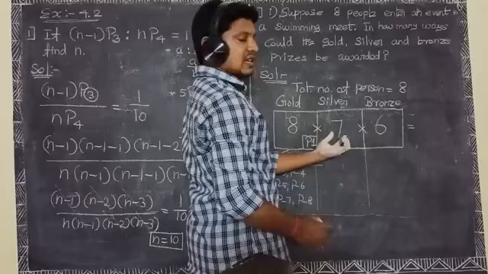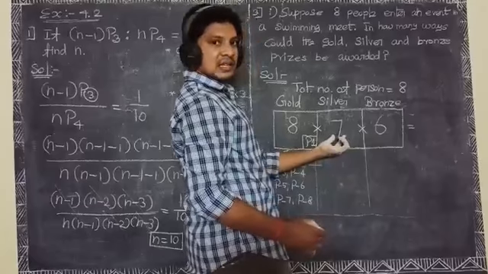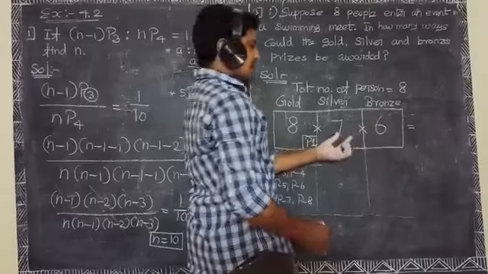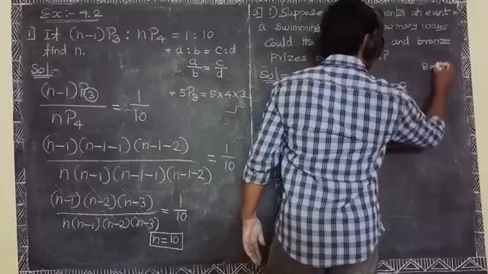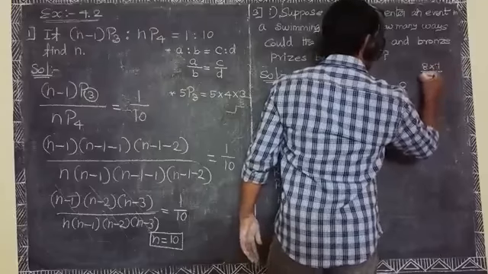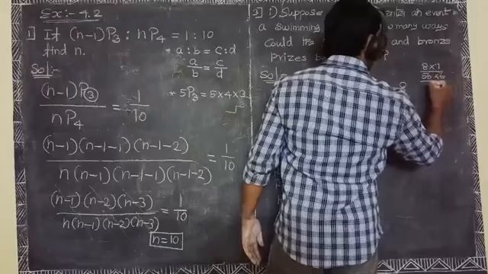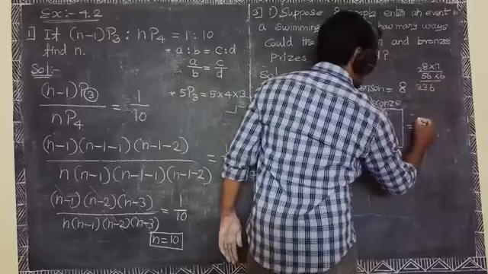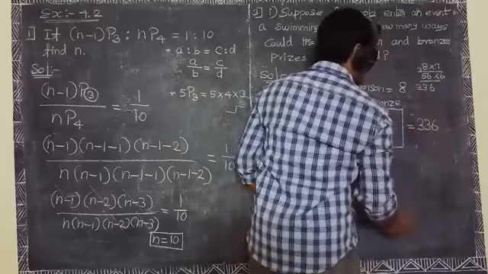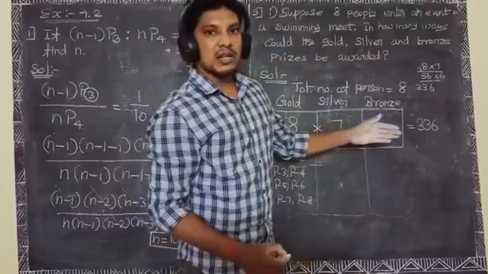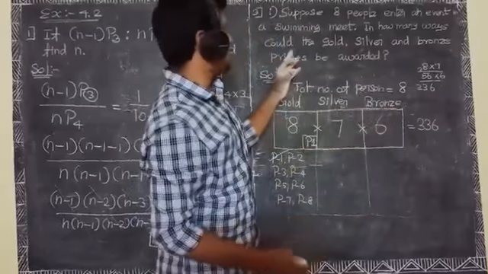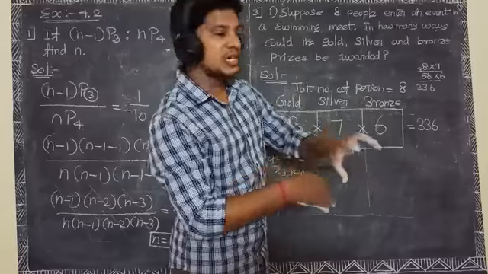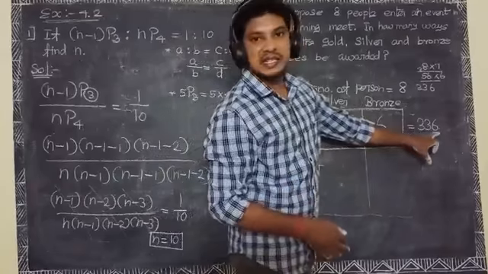8 into 7 into 6: 8 sevens are 56, and 56 into 6, 6 sixes are 36, remaining 3 carry 33. Therefore 336 ways. The total prizes, that is 3 types of award, gold, silver and bronze, are distributed in 336 ways.